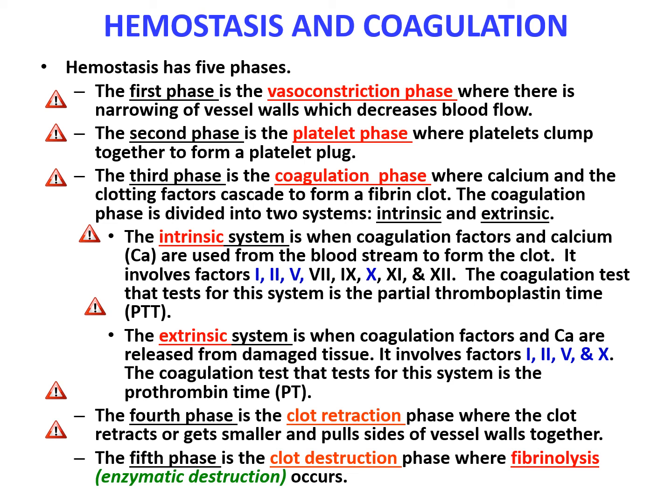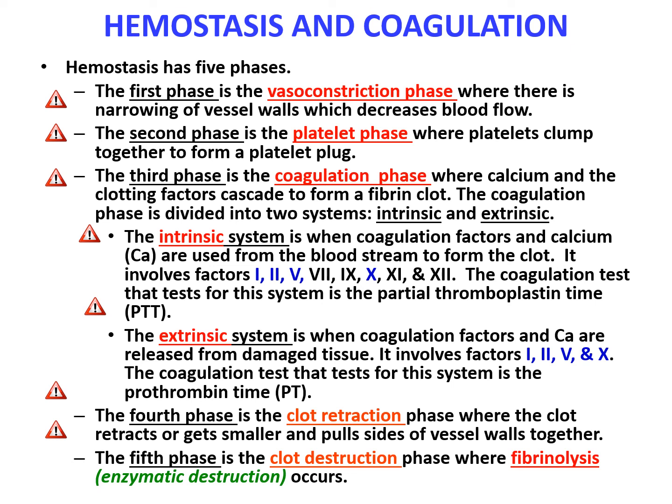The intrinsic system is, again, we're looking at coagulation factors and calcium are used from the bloodstream to form the clot, right? And it involves a multitude of factors. I'm not going to sit here and read every one of these factors out to you guys, but it involves all these. And the coagulation test for this system is the partial prothrombin time, the PTT. Now, if something's going on and the doctor has no idea what's going on, right? Or you got multiple things going internally and externally, then he may order a PT and a PTT to try to narrow down what could be causing the issue, okay?